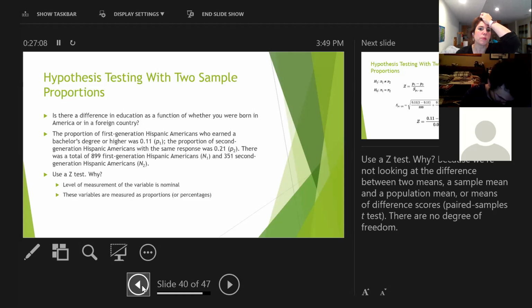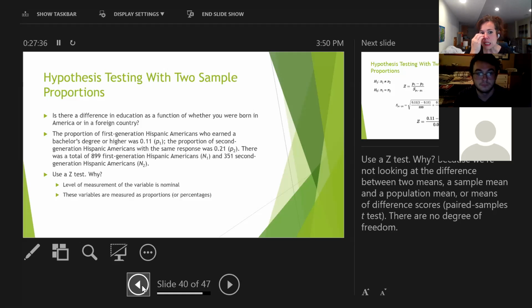The proportion of first-generation Hispanic Americans who earned a bachelor's degree or higher was 0.11. The proportion of second-generation Hispanic Americans with the same response was 0.21. That's proportion 2. There was a total of 899 first-generation Hispanic Americans versus 351 second-generation Hispanic Americans. Okay, so we've got two, right? Proportion 1, proportion 2, sample size 1, sample size 2.